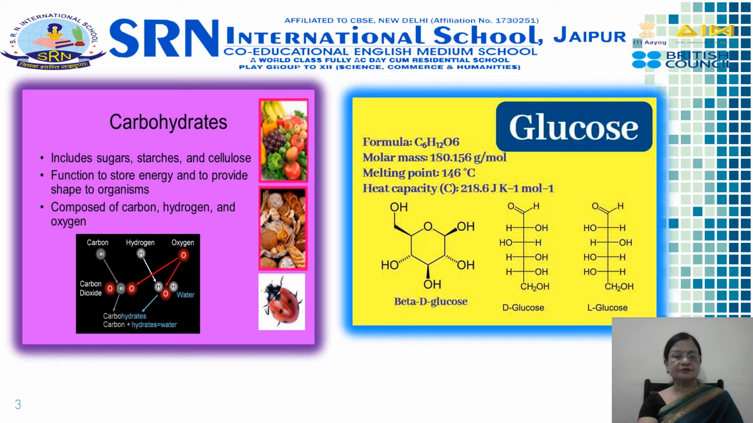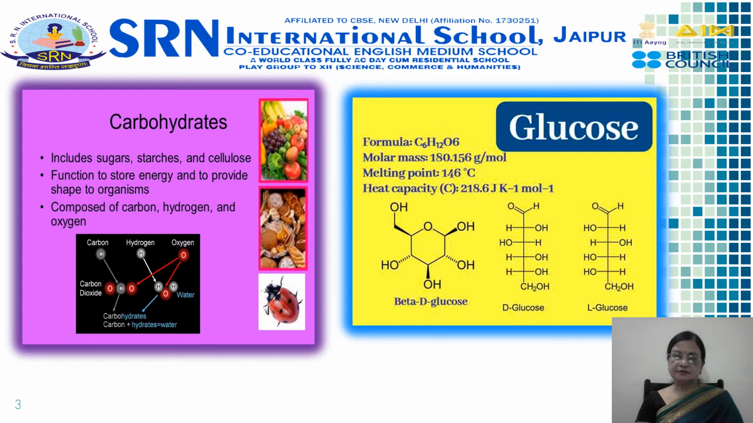So let us start with carbohydrates. Carbohydrates are primarily produced by plants and form a very large group of naturally occurring organic compounds. A carbohydrate may be defined as optically active polyhydroxyaldehydes and ketones, or the compounds which produce such units on hydrolysis. One of the examples is glucose. Carbohydrates include sugar, starches, and cellulose. Their function is to store energy and to provide shape to organisms. They are composed of the elements carbon, hydrogen, and oxygen.